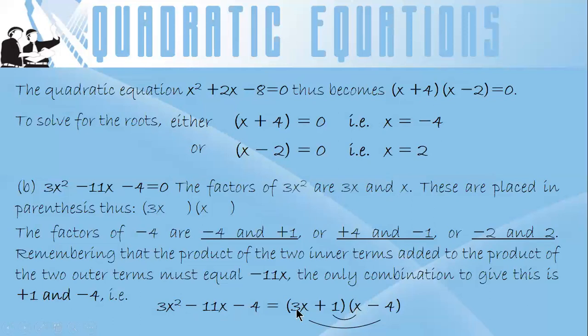So after this, equate each factor to 0, and x is 4 and the other one is negative 1/3. That is your x. But factorization has no standard procedure. Mostly it is a result of trial and error.